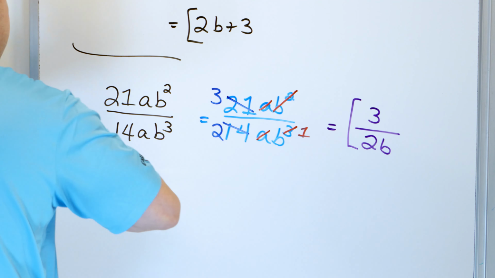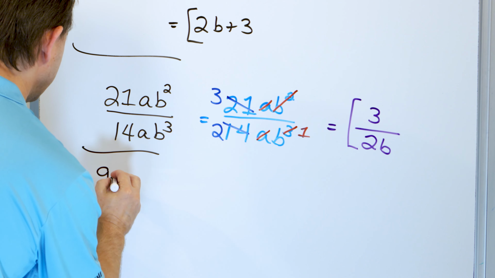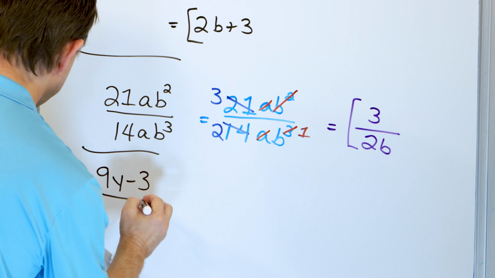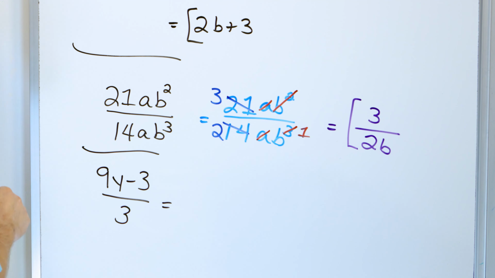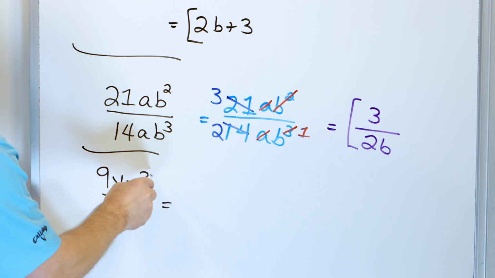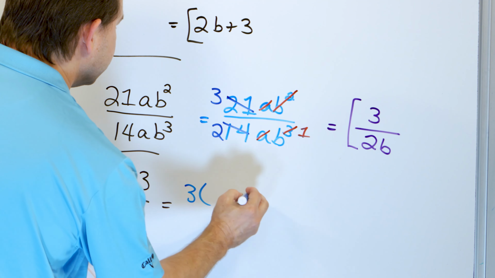All right, let's squeeze one more in this because I do have quite a few problems here. What about 9y minus 3 over 3? All right, again, I can't cancel anything immediately, but I see that I can factor a 3 because this is divisible by 3 and this is divisible by 3. So just factor out a 3.